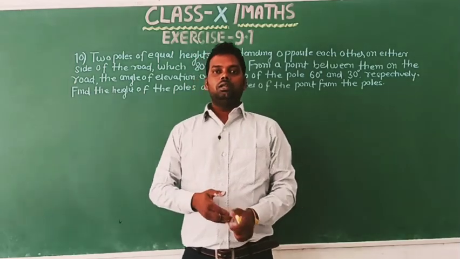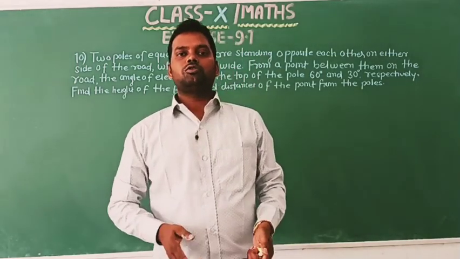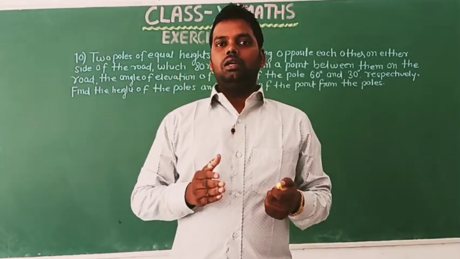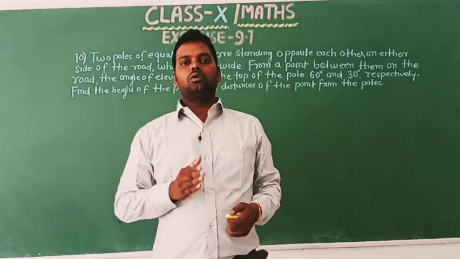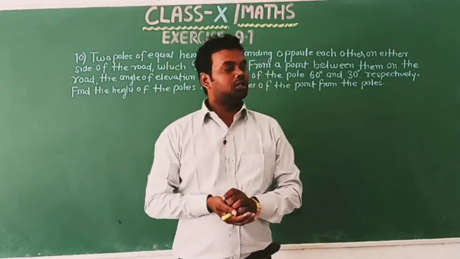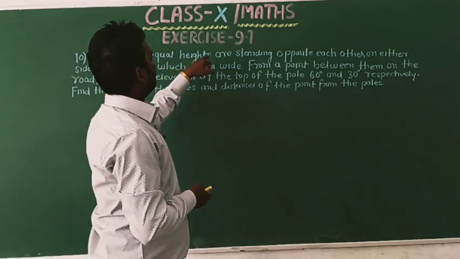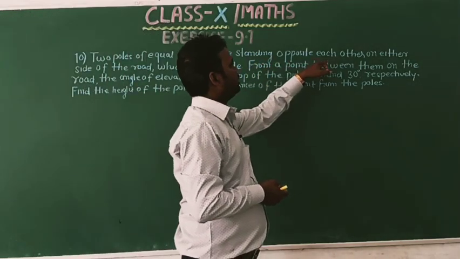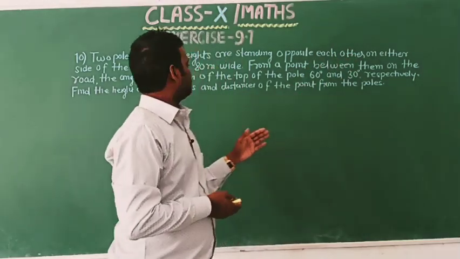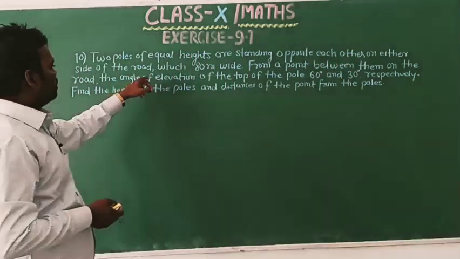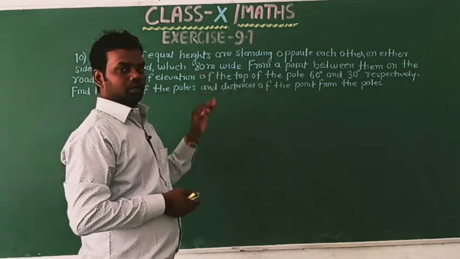Hello student, in this video I will solve exercise 9.1 from question number 10. So this is: two poles of equal height are standing opposite to each other on either side of the road, which is 80 meter wide.